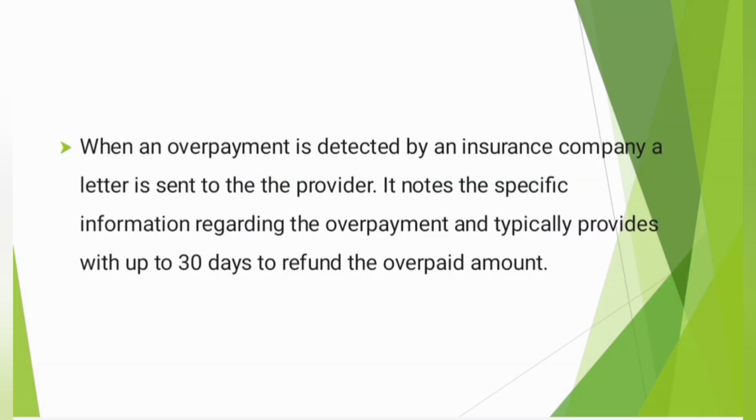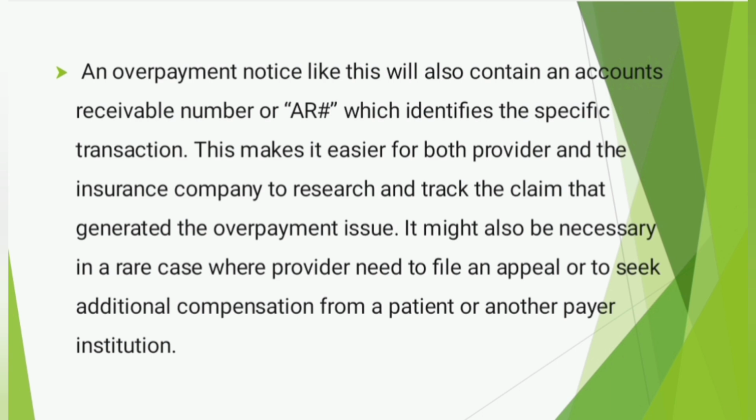What is the overpayment process? When an overpayment is detected by an insurance company, a letter is sent to the provider. It notes the specific information regarding the overpayment and typically provides up to 30 days to refund the overpaid amount. An overpayment notice like this will also contain an accounts receivable number, or AR, which identifies the specific transaction. This makes it easier for both provider and the insurance company to research and track the claim that generated the overpayment issue. It might also be necessary, in a rare case, for a provider to file an appeal or to seek additional compensation from a patient or another payer institution.